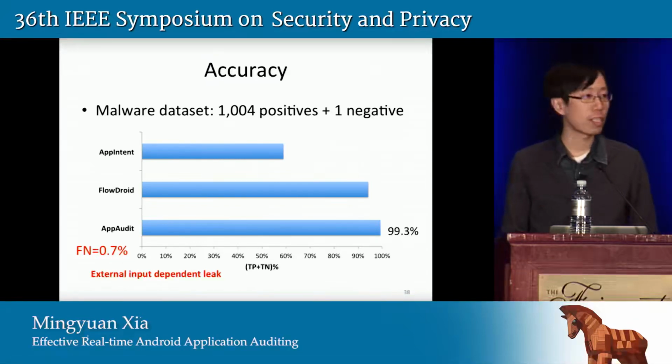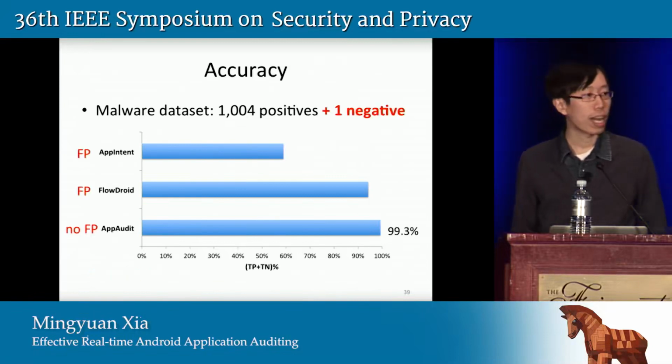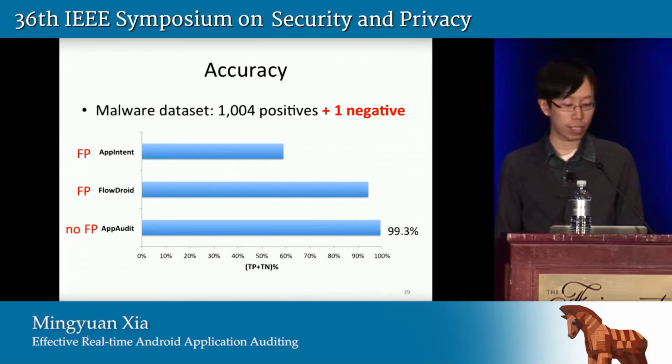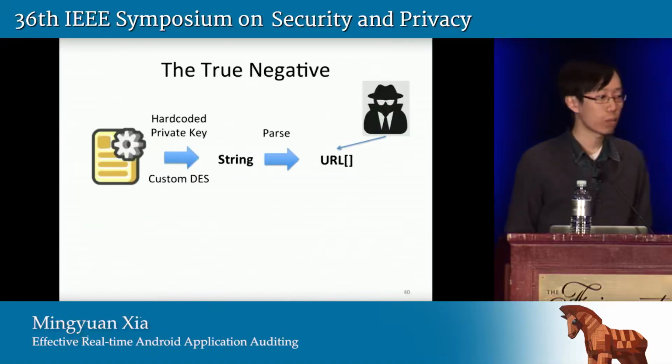Since the analysis is done without the knowledge of the external sources, that's the false negative. I want to highlight this negative case. Both of the previous tools mark it as a false positive. Only AppAudit successfully identifies it as a true negative. So this case works like this.